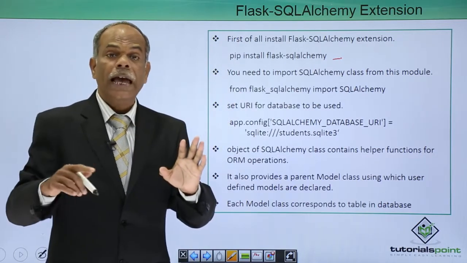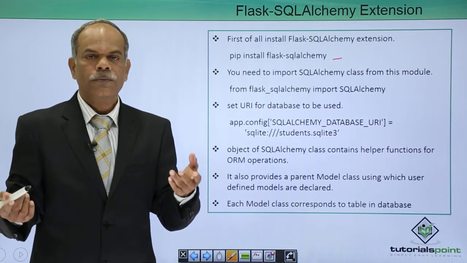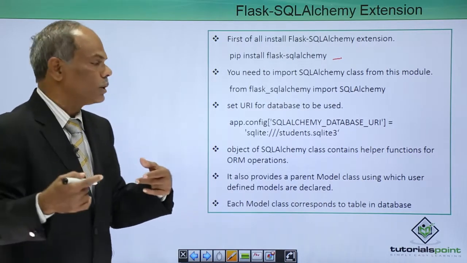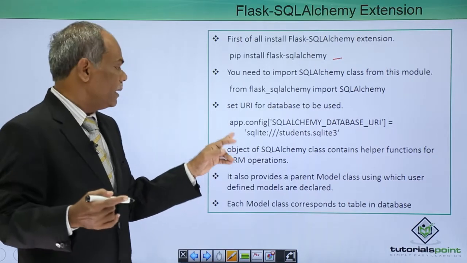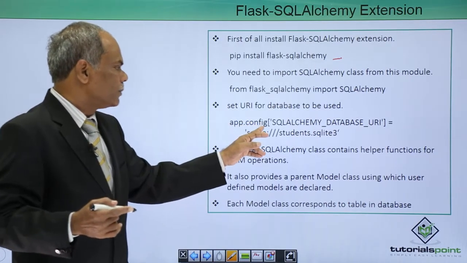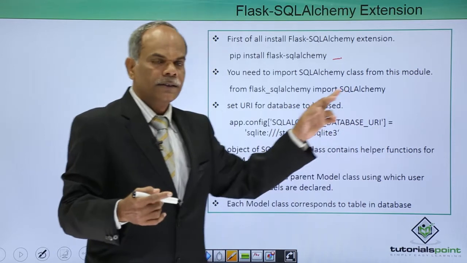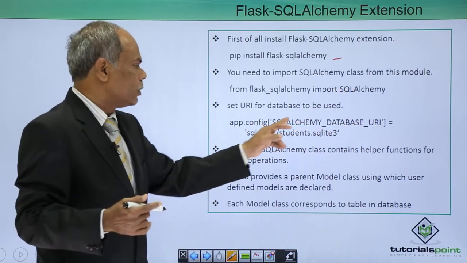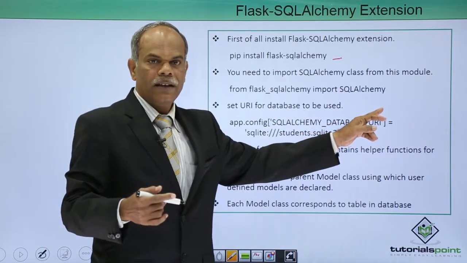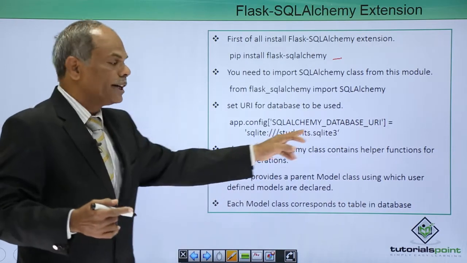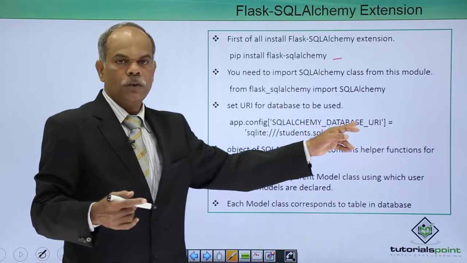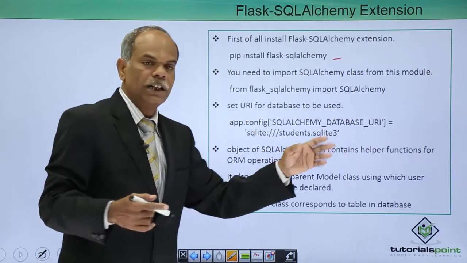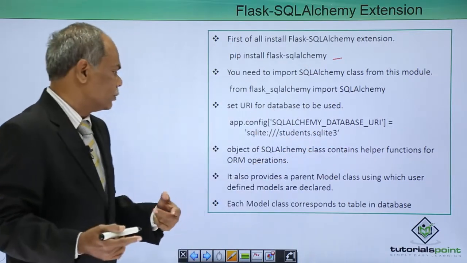Then in the configuration of the application object of your Flask application, if the name of the object is app, use app.config to specify the database URI: SQLALCHEMY_DATABASE_URI is equal to the database you are going to use, for example students.sqlite3, if students is the name of the SQLite database that you are going to use.